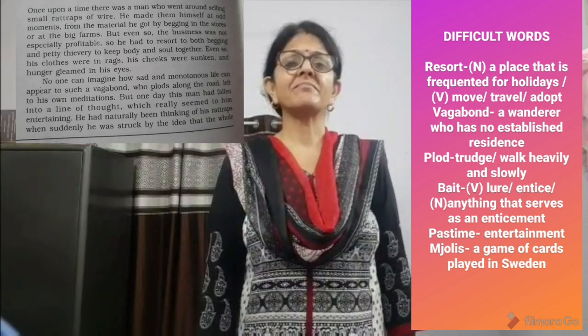So the beggar had sunken cheeks and hunger gleamed through his eyes. Means anybody could read his face that he was very hungry. Although, besides his selling, he used to do thievery and begging also sometimes. But still, his condition was not good. So, in the first paragraph, we have read about the peddler, his physical condition.